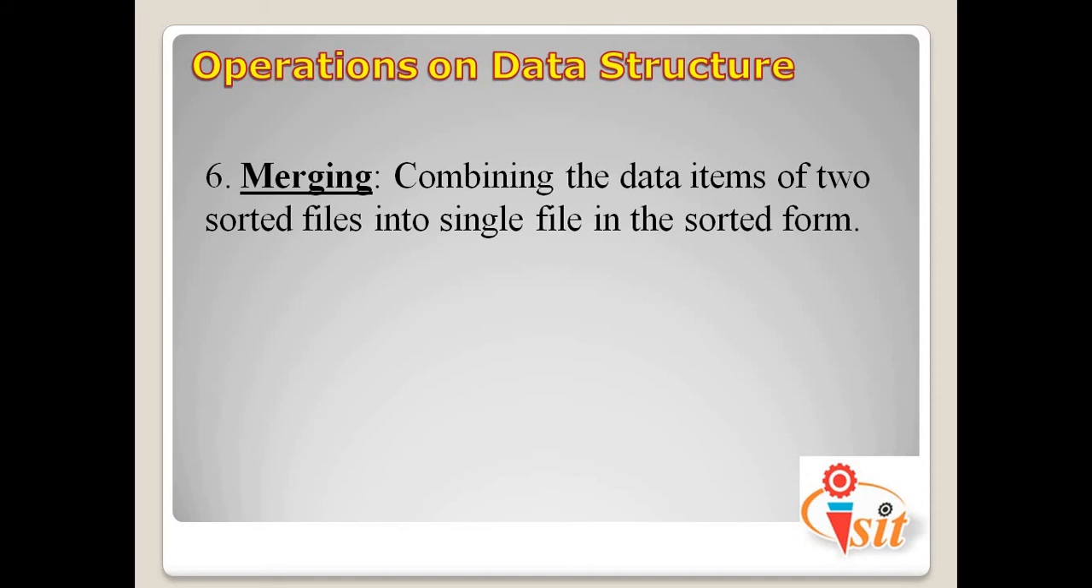The next operation on the data structure is merging. Merging means, consider we have two different lists. These two different lists we merge into a single list. That is, we combine them into a single list. That is the concept we are going to call merging.